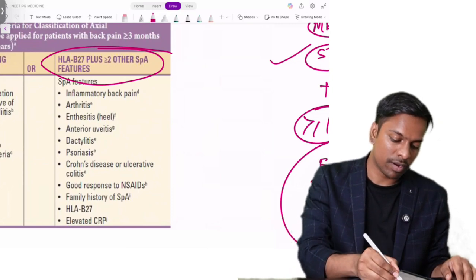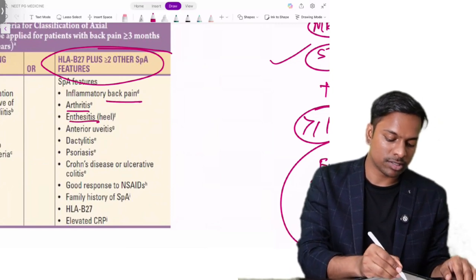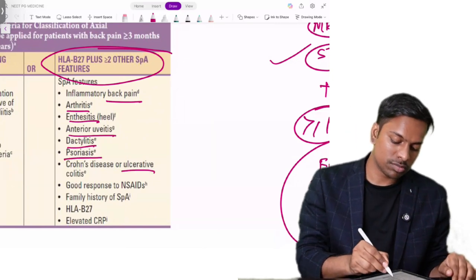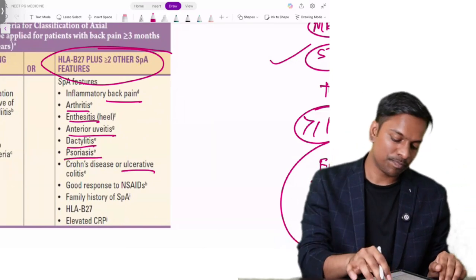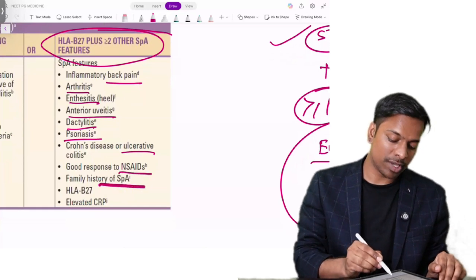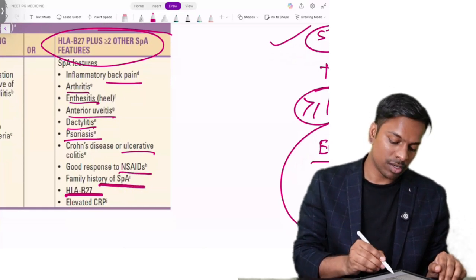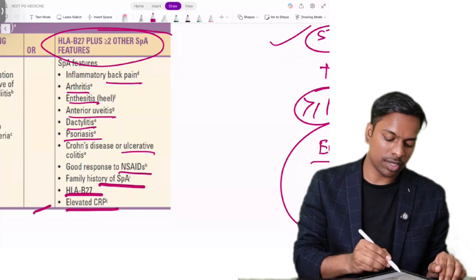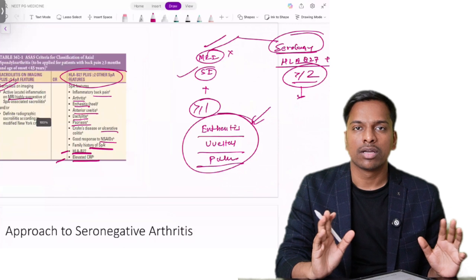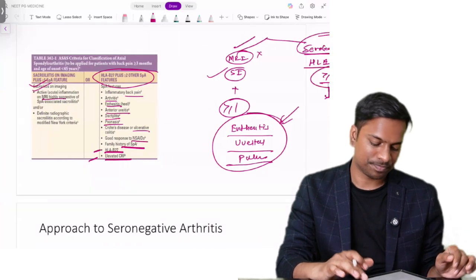What are those symptoms? Inflammatory back pain, arthritis, enthesitis, anterior uveitis, dactylitis, finger pain, psoriasis, Crohn's disease, because it is also associated with autoimmune disease. Good response to NSAIDs, that's a good sign. Also history of SpA, family history of SpA, HLA-B27, and elevated CRP. So all of these things point towards ankylosing spondylitis.